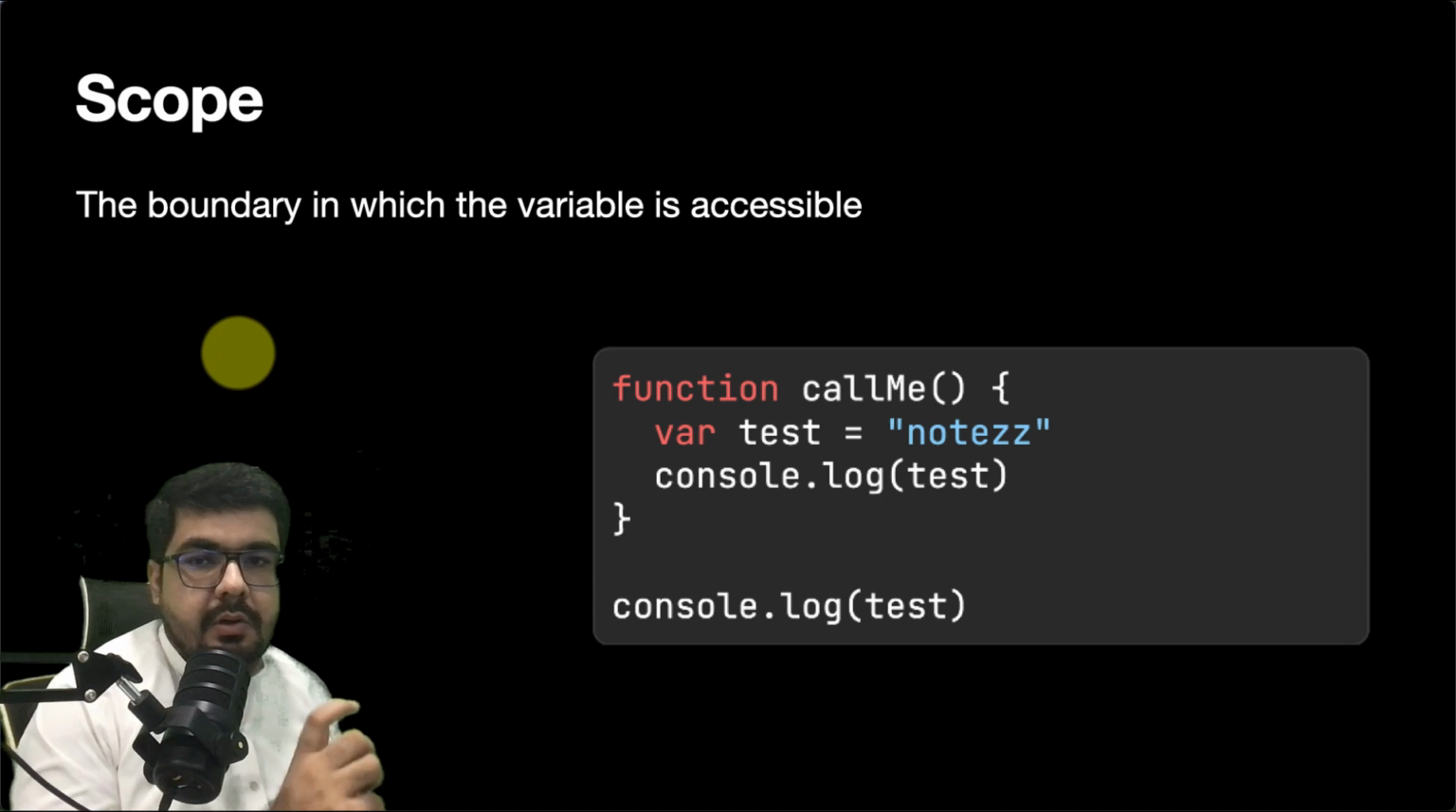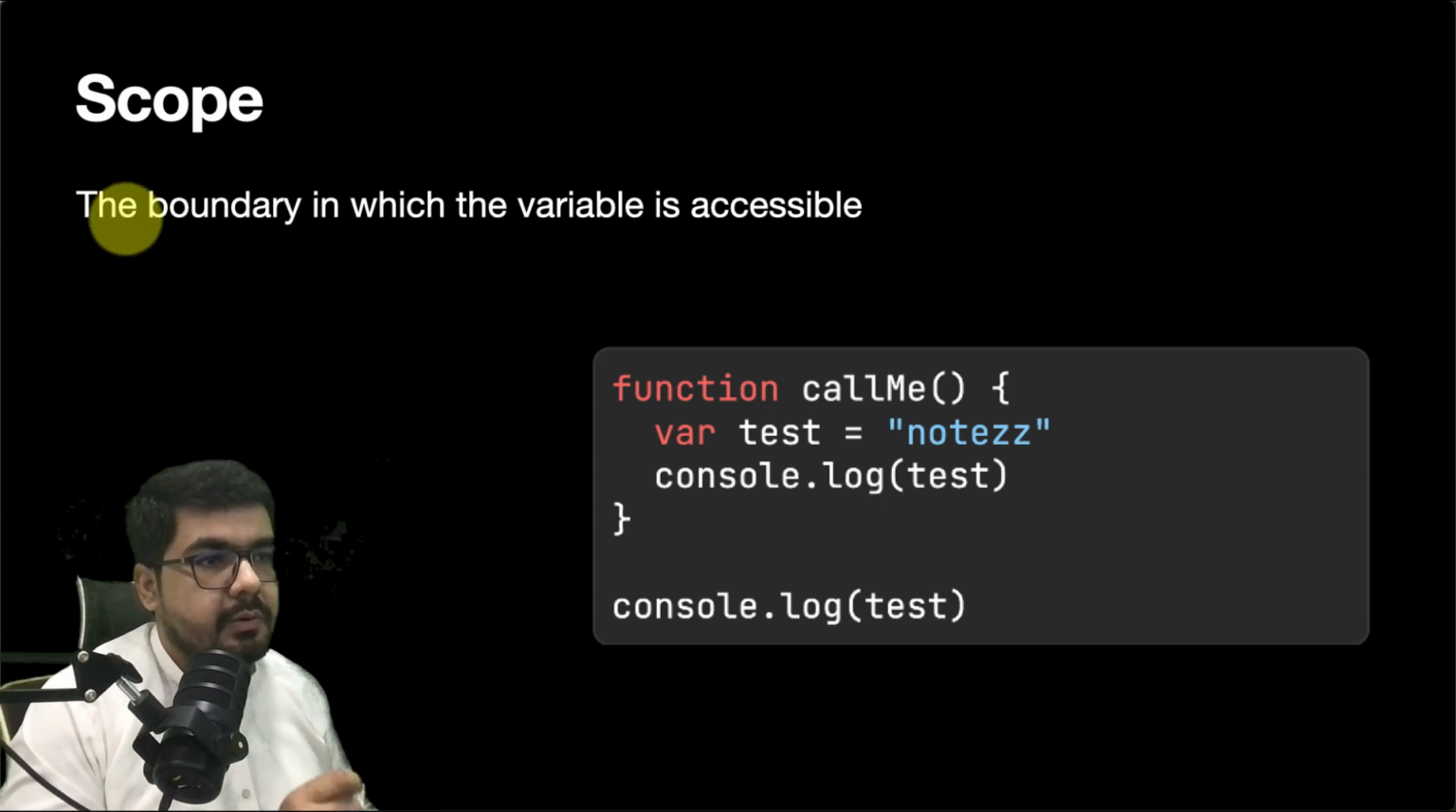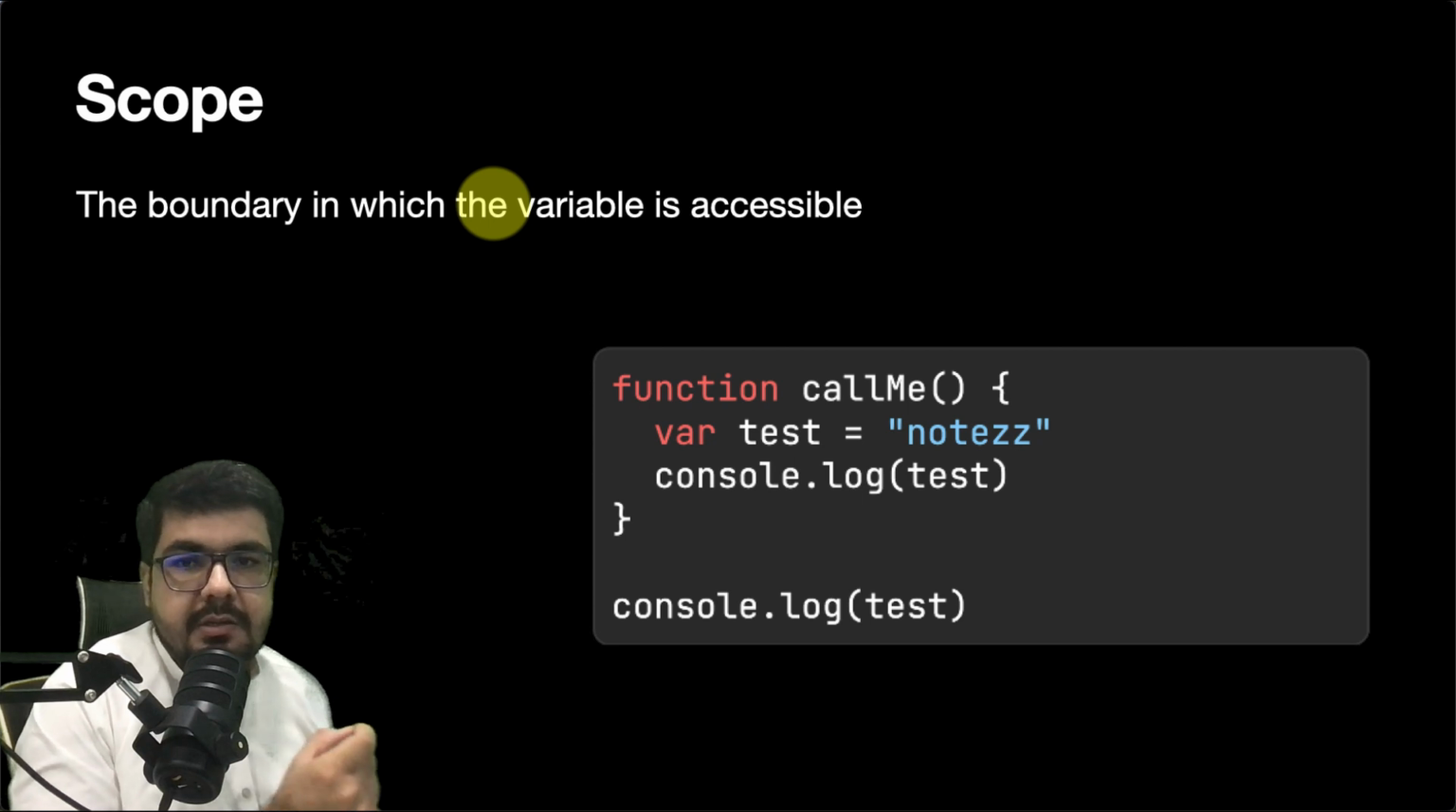So just assume the concept of scope is the same as that, right? So here you can see that I've written down that the boundary in which the variable is accessible is known as scope, right?